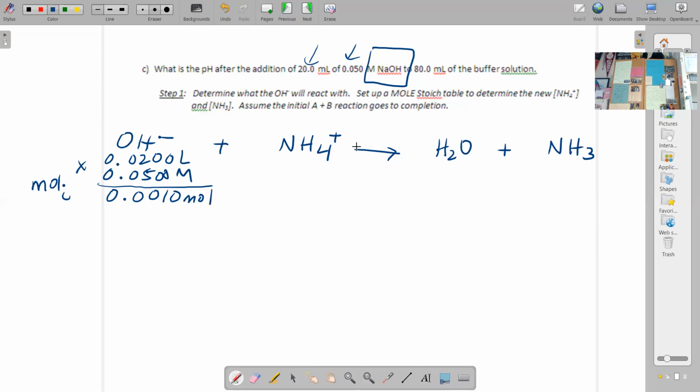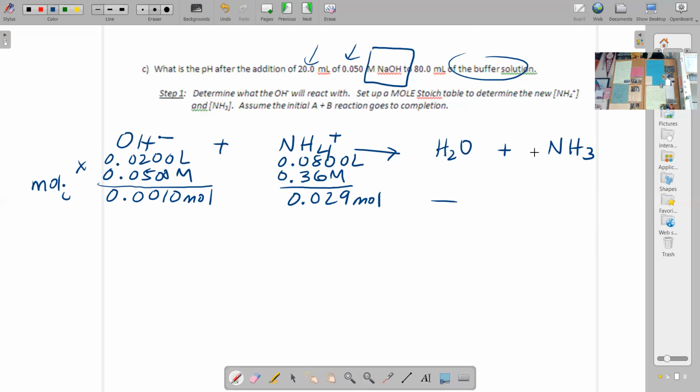So what about NH4 plus? Can you get the moles? I had 80 mL of buffer solution, yes? And what was the molarity of that? 0.36. Okay, so I got the moles. You have to show the work. So then water, you still don't care about it. Good. But we have NH3 present, right?